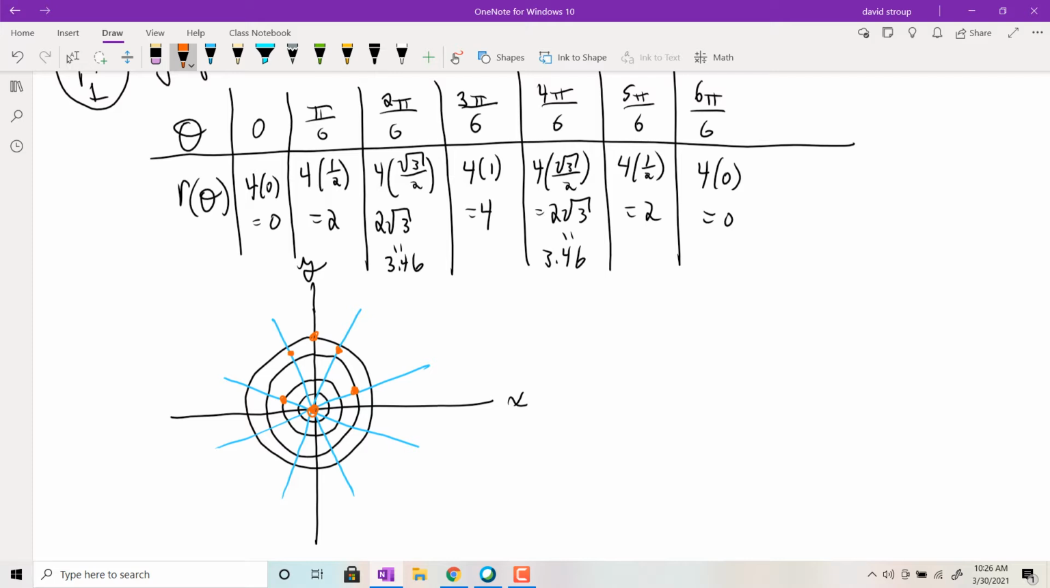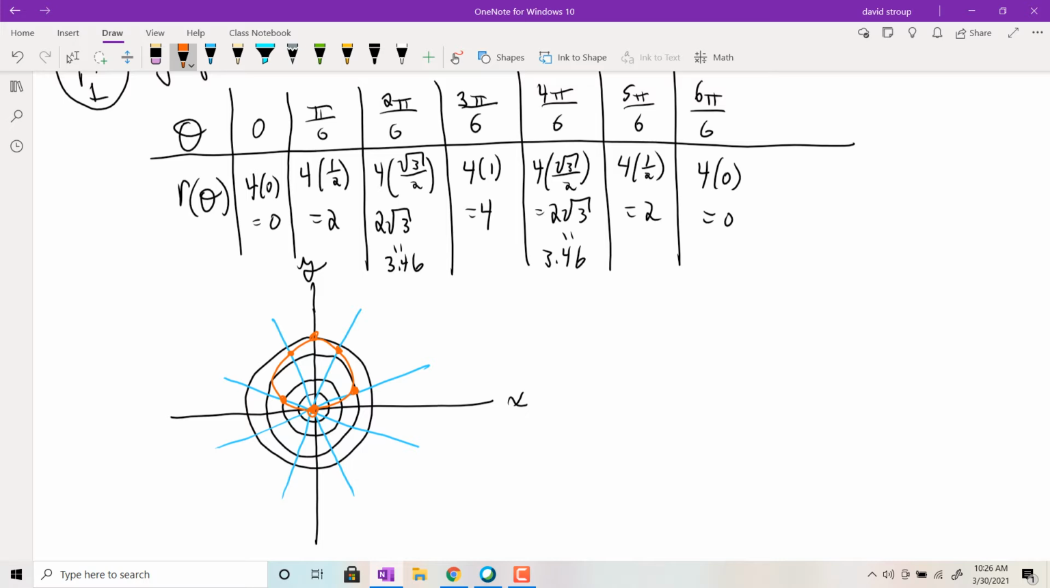As you go through the points, you're connecting like this. And it should be a circle, which is the end result of this graph.